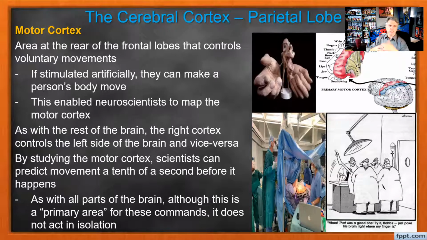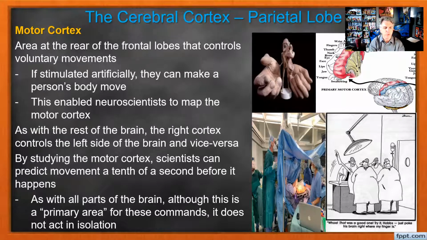Michael J. Fox, the actor from Back to the Future, who was suffering from Parkinson's disease, was having some open brain surgery done in Canada, and they would stimulate part of his motor cortex and his arm would just flip right up. And he's like, how the hell is that happening? Because of the stimulation that the doctors were doing.